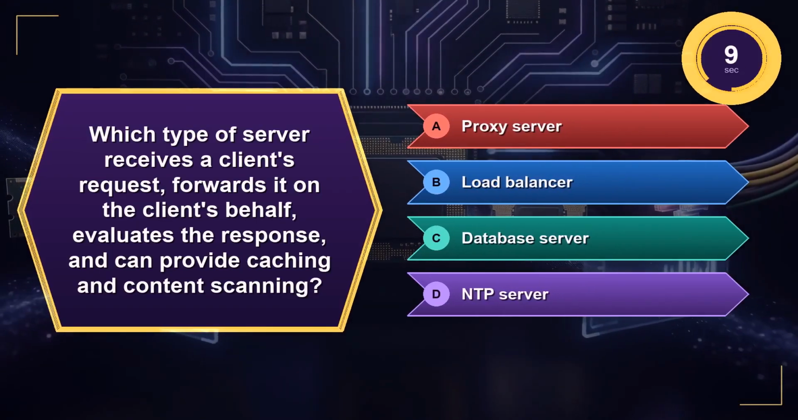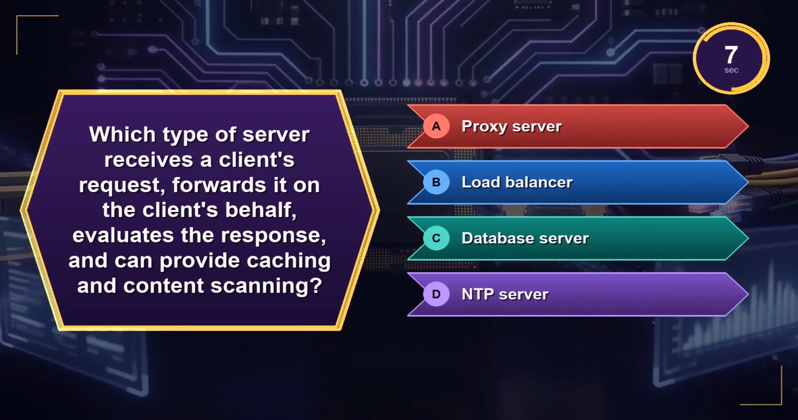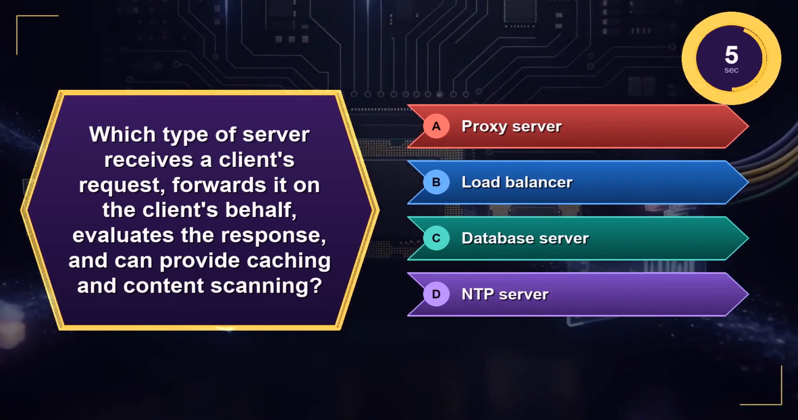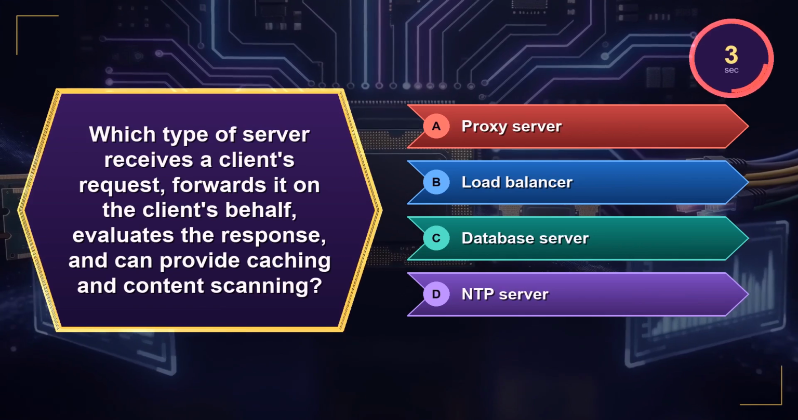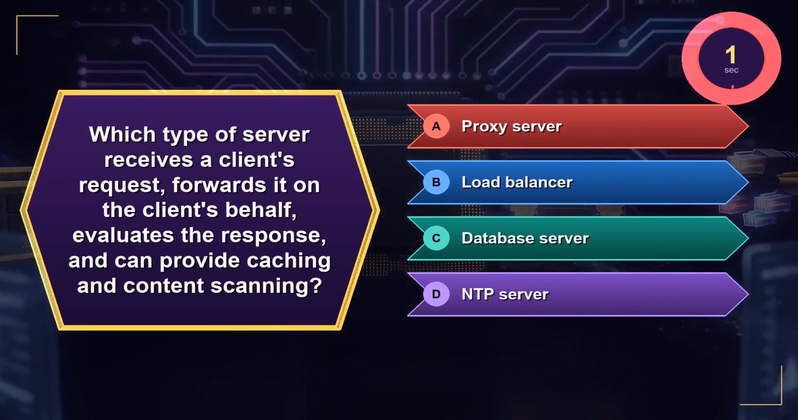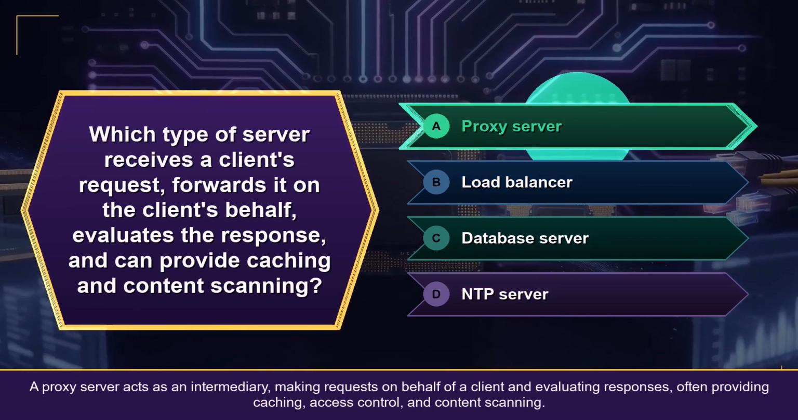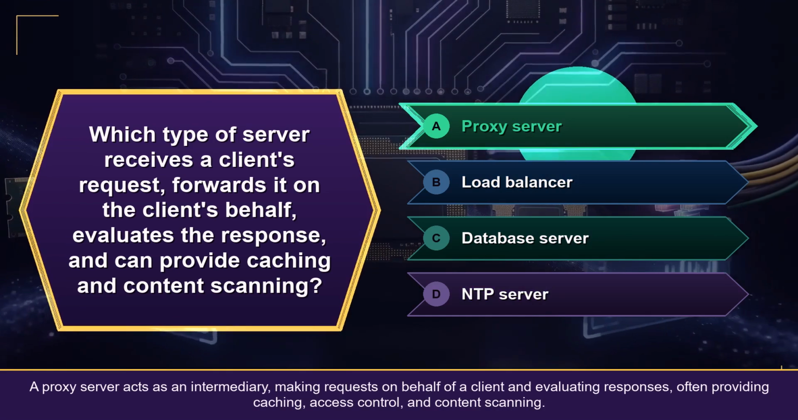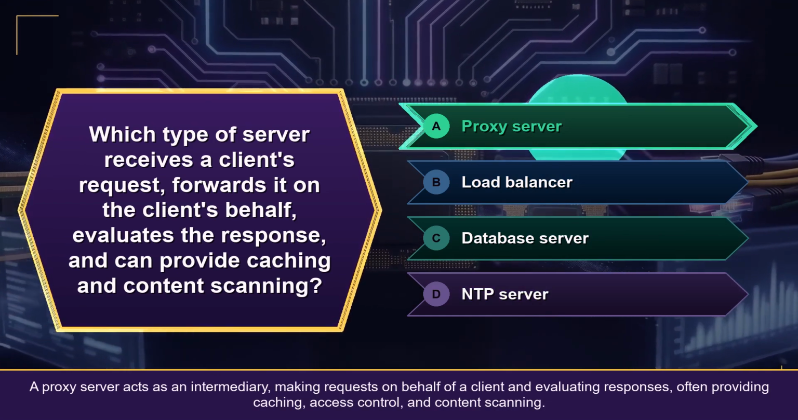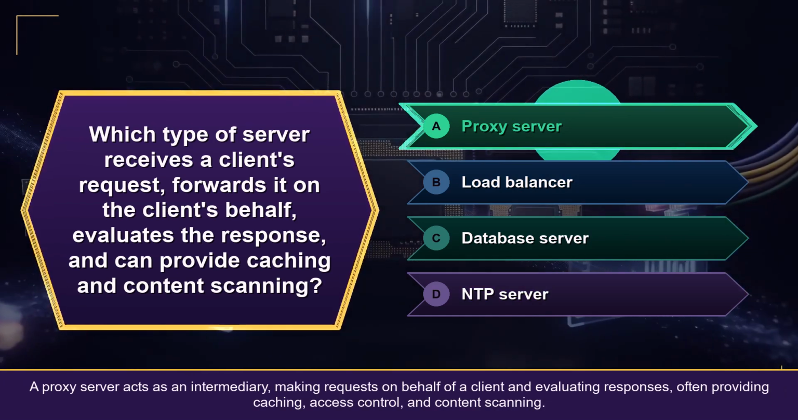Which type of server receives a client's request, forwards it on the client's behalf, evaluates the response, and can provide caching and content scanning? A proxy server acts as an intermediary, making requests on behalf of a client and evaluating responses, often providing caching, access control, and content scanning.